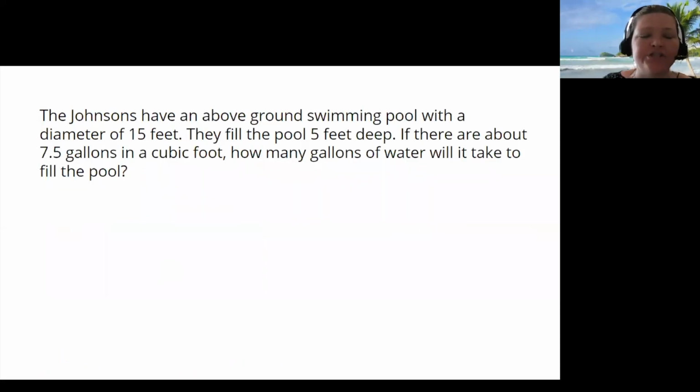Okay. The Johnsons have an above-ground swimming pool with a diameter of 15 feet. They fill the pool 5 feet deep. If there are about 7.5 gallons in a cubic foot, how many gallons of water will it take to fill the pool?